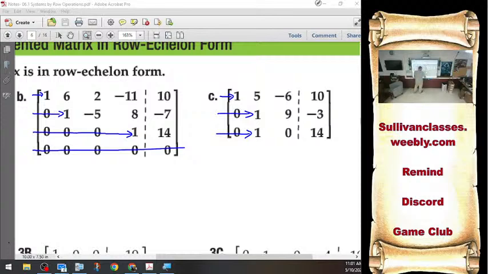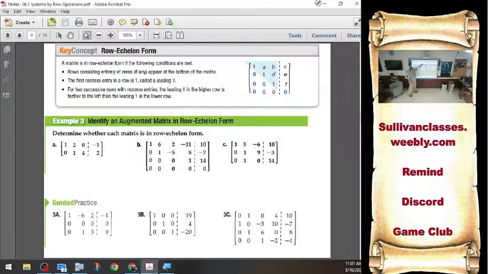This one is not in row echelon form. Now, I also don't care about any zeros after it. The fact that there's a zero over here does not matter. I'm looking at the leading terms and the leading zeros. So, those three, are they in row echelon form? And if they're not, I want you to circle or highlight or something, who's the culprit? Who's ruining it?